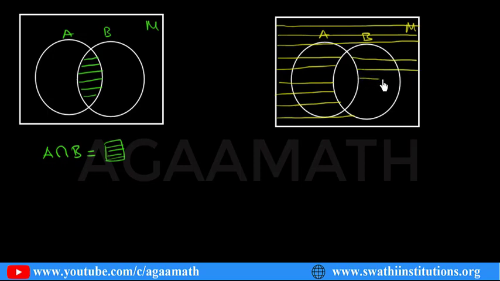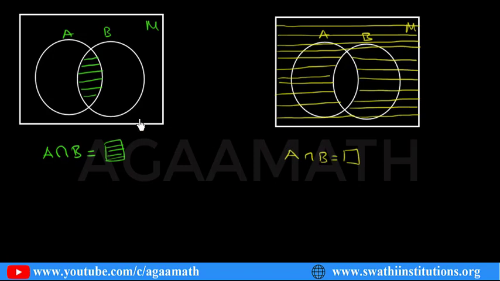Use a pencil and a ruler whenever you draw this in your notes or in the examination, so that it looks smarter. Now the unshaded region is A intersection B, which is an empty box. In the first way the shaded region is A intersection B, but here the unshaded region is A intersection B. You can use either way to represent A intersection B.